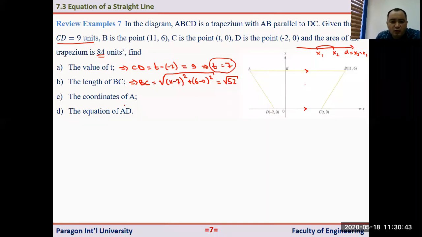Now we need to find the coordinates of A. Okay, let me answer this question here because we need more space for this solution. So we need to find the coordinates of A. And after that, we can find the equation of AD. If I know the coordinates of A, I can write the equation of AD. It is easy. But in this question, the most challenging one is question C. Okay.